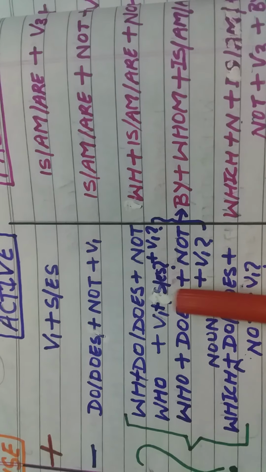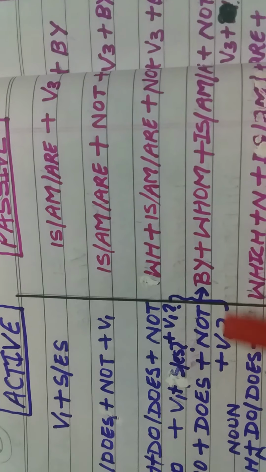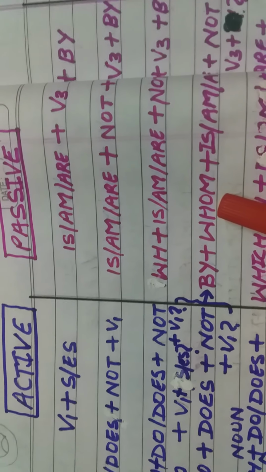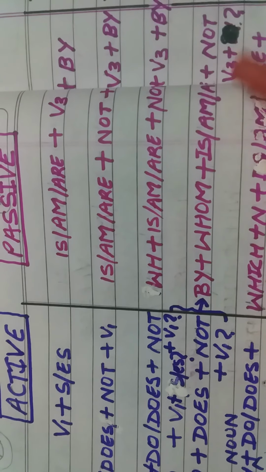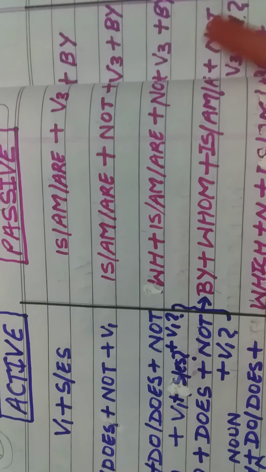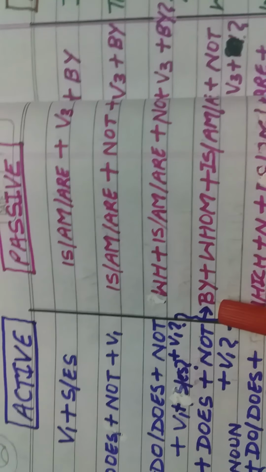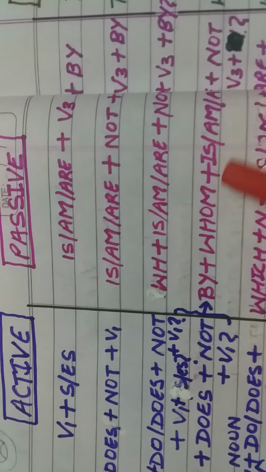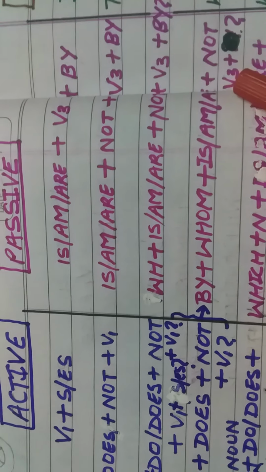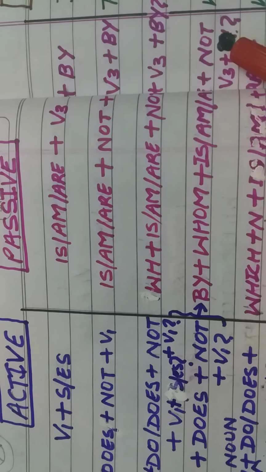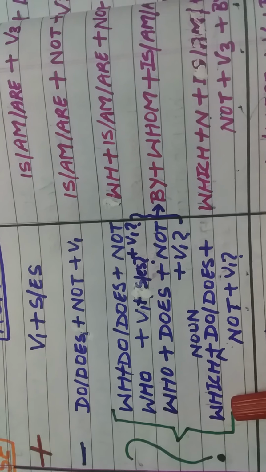Now for both these structures, the common structure for passive will be who always changes into whom, keep it in mind. And we add by before whom. Why? Because here we do not have object. Why we don't have object? Because here we did not have subject. So your structure will be by whom, is MR according to the subject, and then not, then V3. No object here.